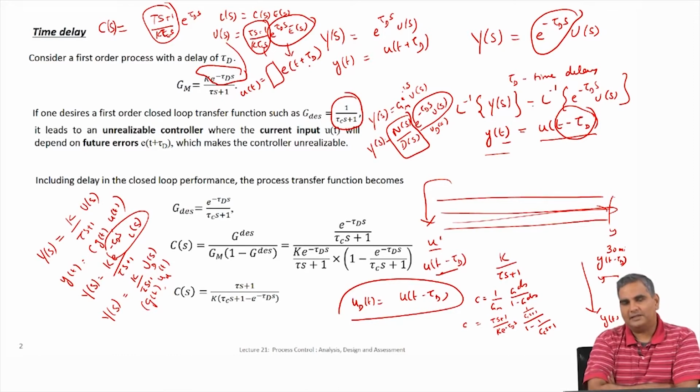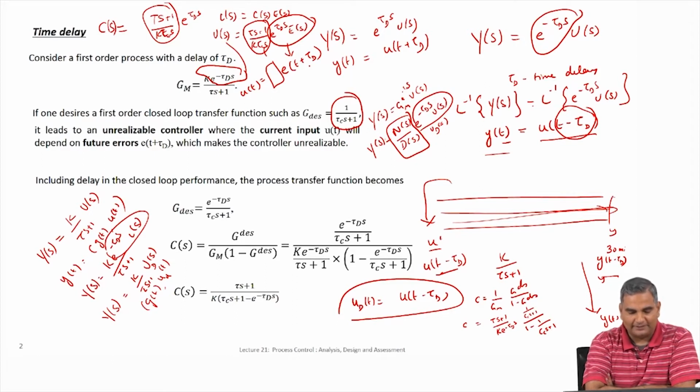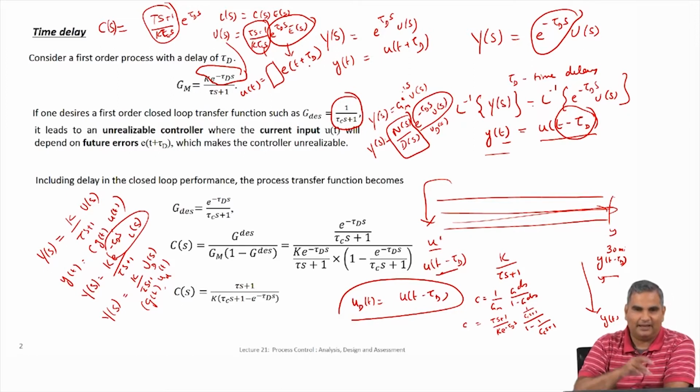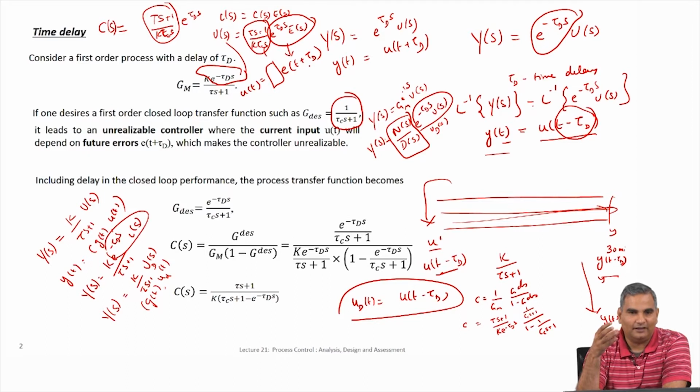And much like how we did a compromise in the case of inverse response processes, we are going to do a compromise when we do a control design for time delay systems. Before I get into the math of it, which is very simple, just like how we introduced inverse response behavior in the desired transfer function itself, which is the allowance that we are making, we are going to introduce a delay in the desired transfer function, which is the allowance that we are making.